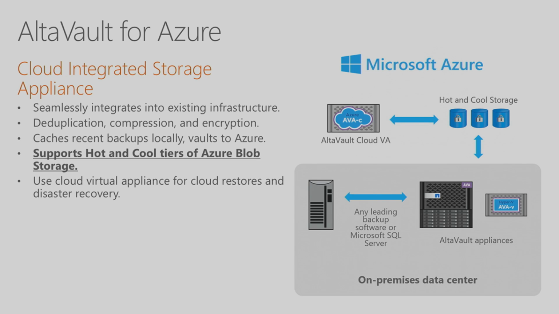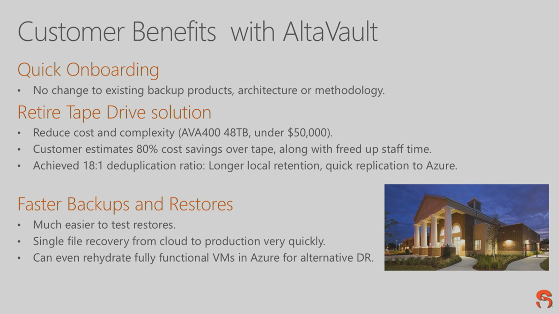So in this scenario, the customer was able to use AltaVault to dramatically reduce their costs, streamline their processes, and take advantage of both the hot and cool blob storage for their archiving needs. Quick onboarding. This process, you can download and install the virtual version of AltaVault in 7.5 minutes. Immediately create a backup job targeted at the AltaVault, start pushing data into Azure immediately. So there's no need to re-architect, reconfigure. Very, very efficient and quick process.